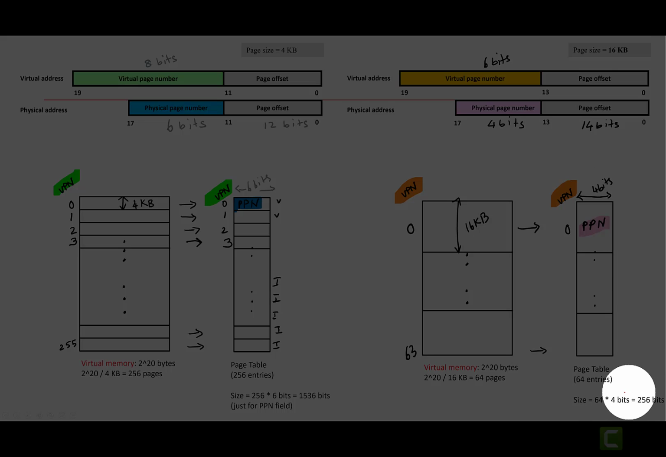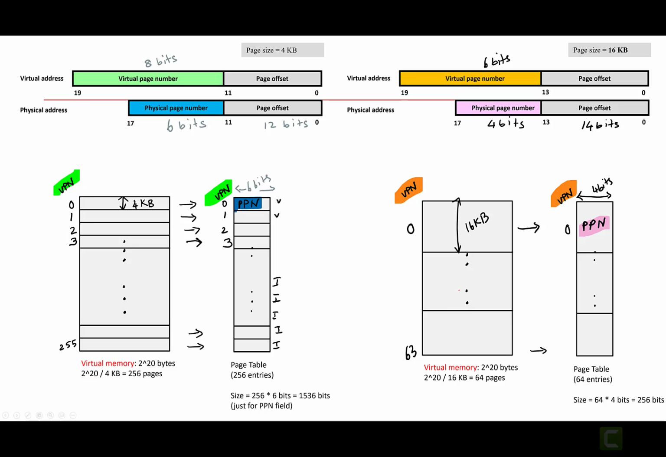We got a 4x reduction for the number of entries, and we got a pretty modest reduction for the page table entry size. So if you put those two things together, you will see that before I needed 256 entries, each of size 6 bits. Together I have 1536 bits. Now I have 1/4 the number of pages as before, so that's 64, and each of them has to hold only a smaller physical page number, so together I have 256 bits. So roughly, when I increased my page size by 4 times, I decreased my page table size by 4 times. So the takeaway here is that the larger the page size, the smaller the page table.